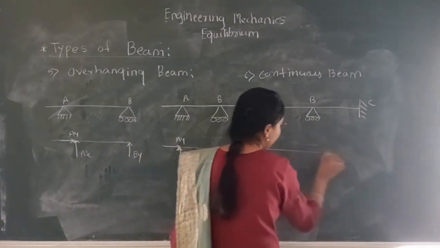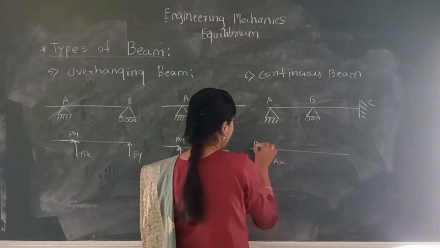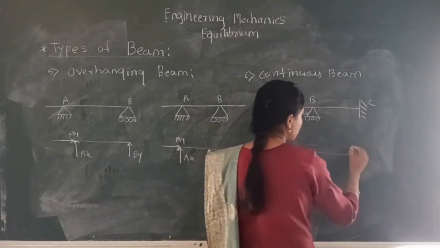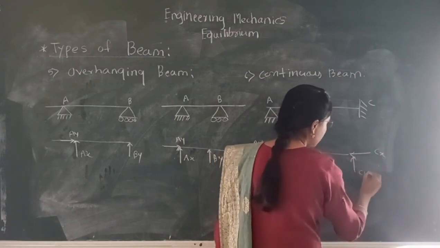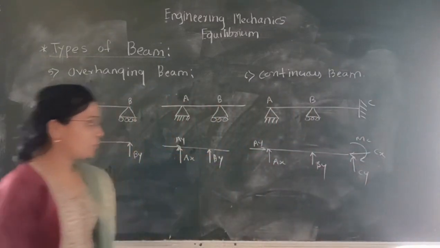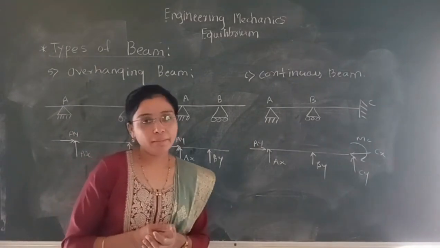Free body diagram for this beam can be drawn as AX, this is AY, here is a vertical reaction BY. For fixed support, 3 reactions will be generated, that is CX, CY and moment in C support. So these are all the types of beam.